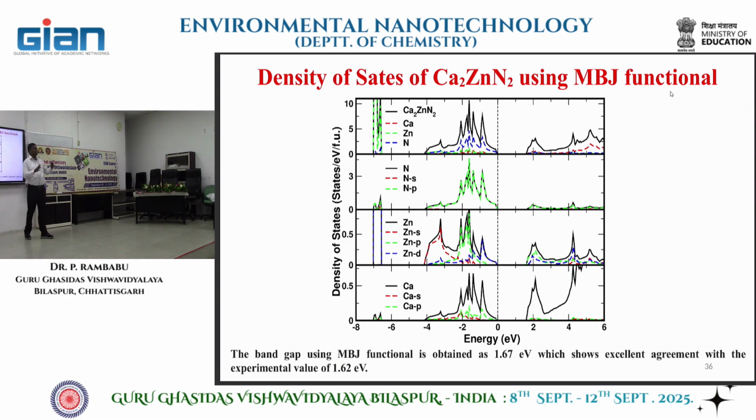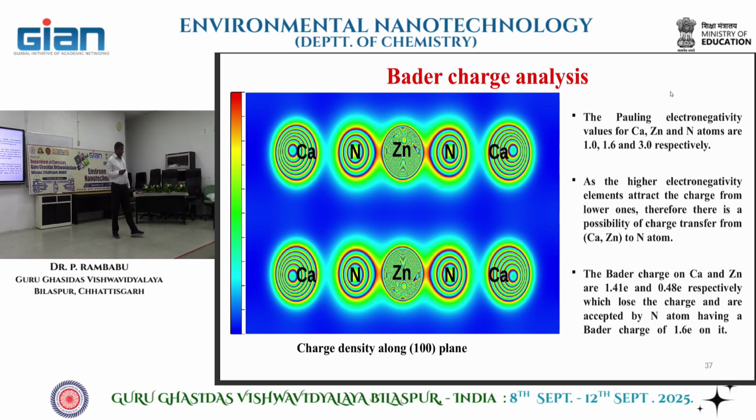Calcium p orbitals are contributing in which region, you can study by using the partial density of states, as you can see from the figure. Later on I did Bader charge analysis for the studied compound. I calculated how much charge is flowing from which atom to which atom during the formation of this crystal. We know the Pauling electronegativity values from the periodic table. The Pauling electronegativity is high for nitrogen, 3. We know very well that elements with higher electronegativity attract the charge from the lower electronegativity elements. So, from that logic, nitrogen should attract charge from calcium and zinc.